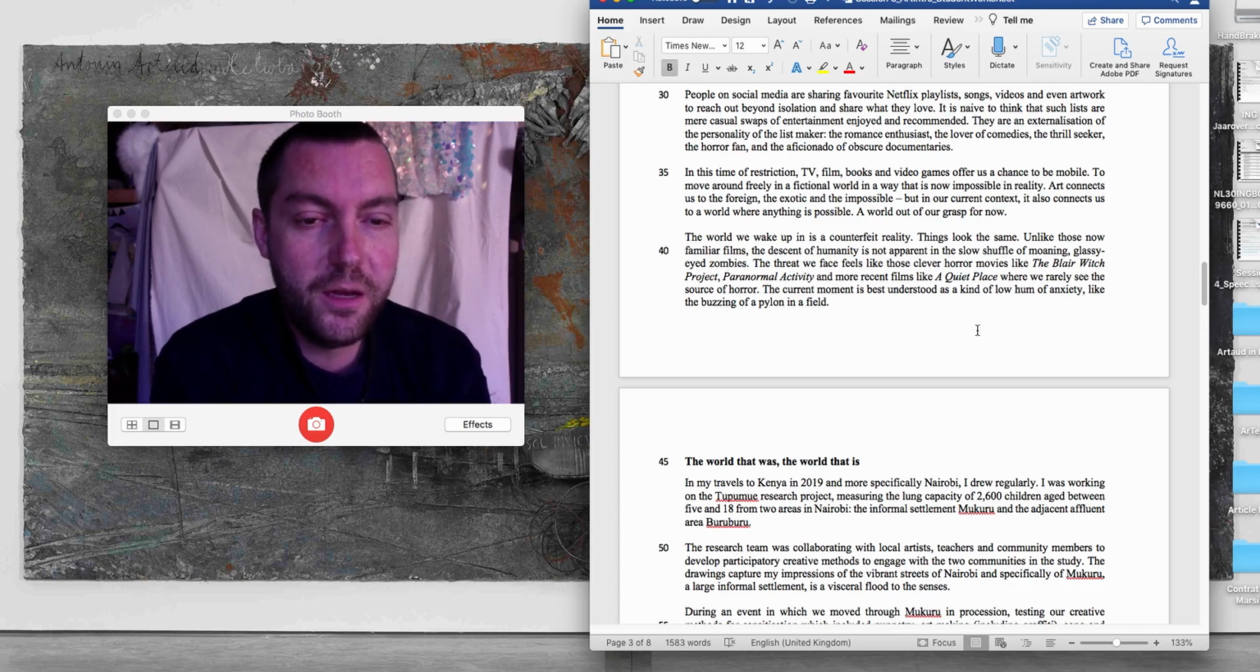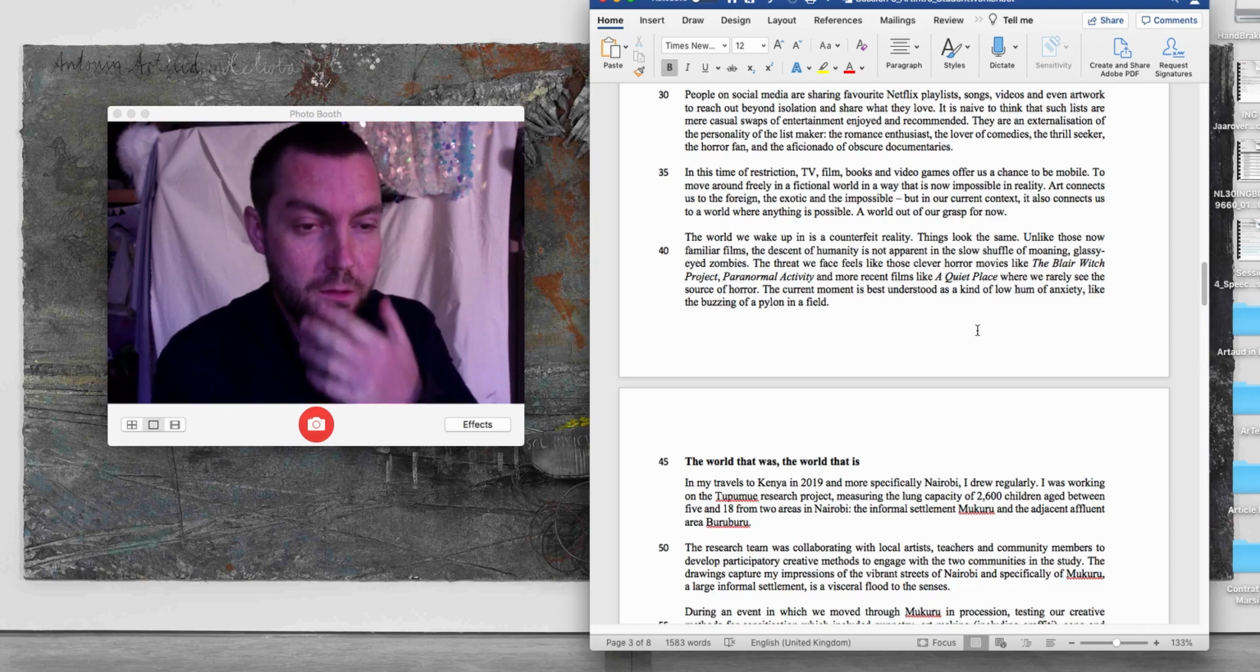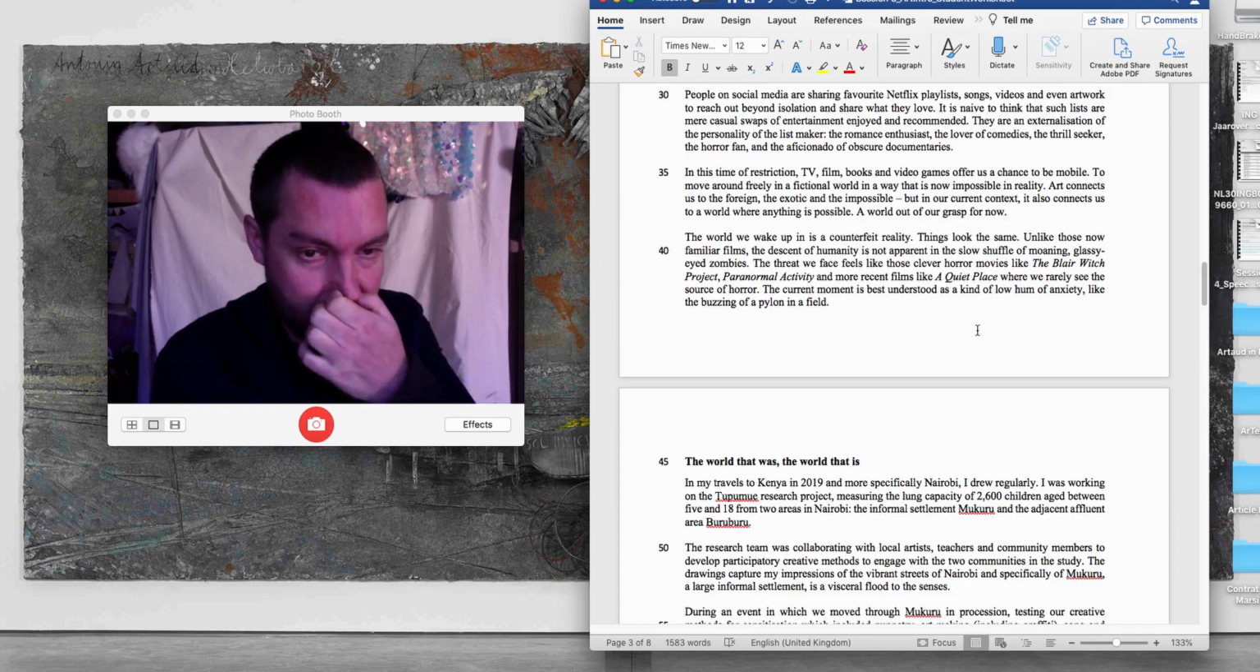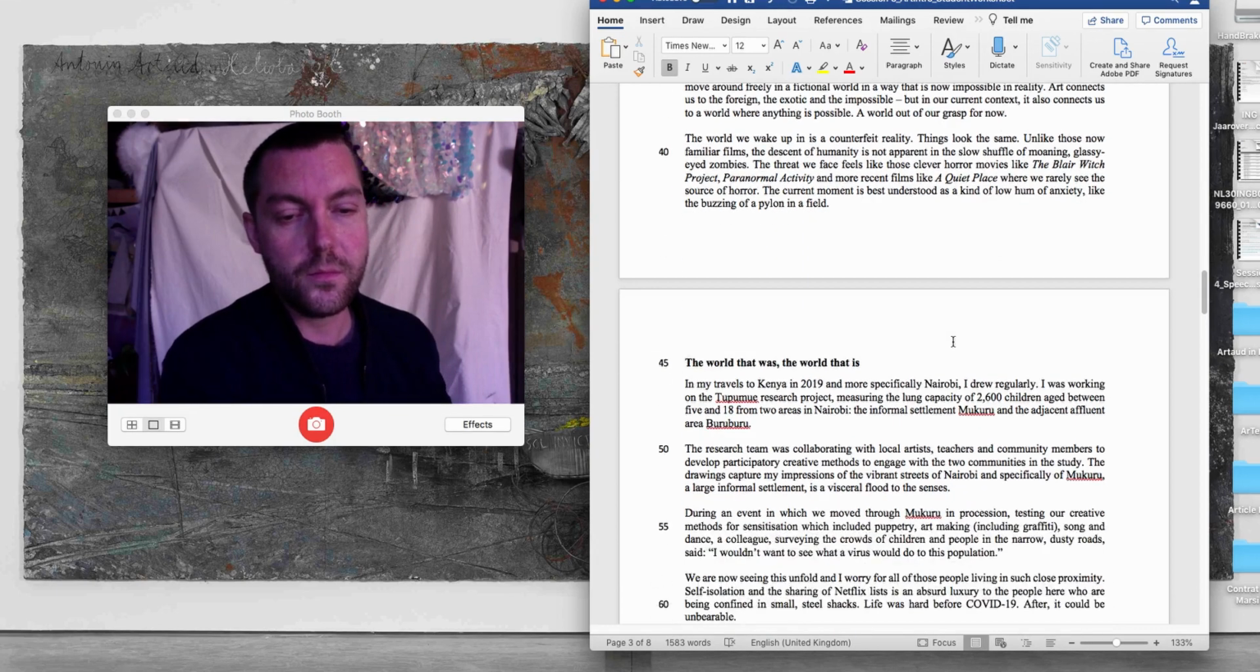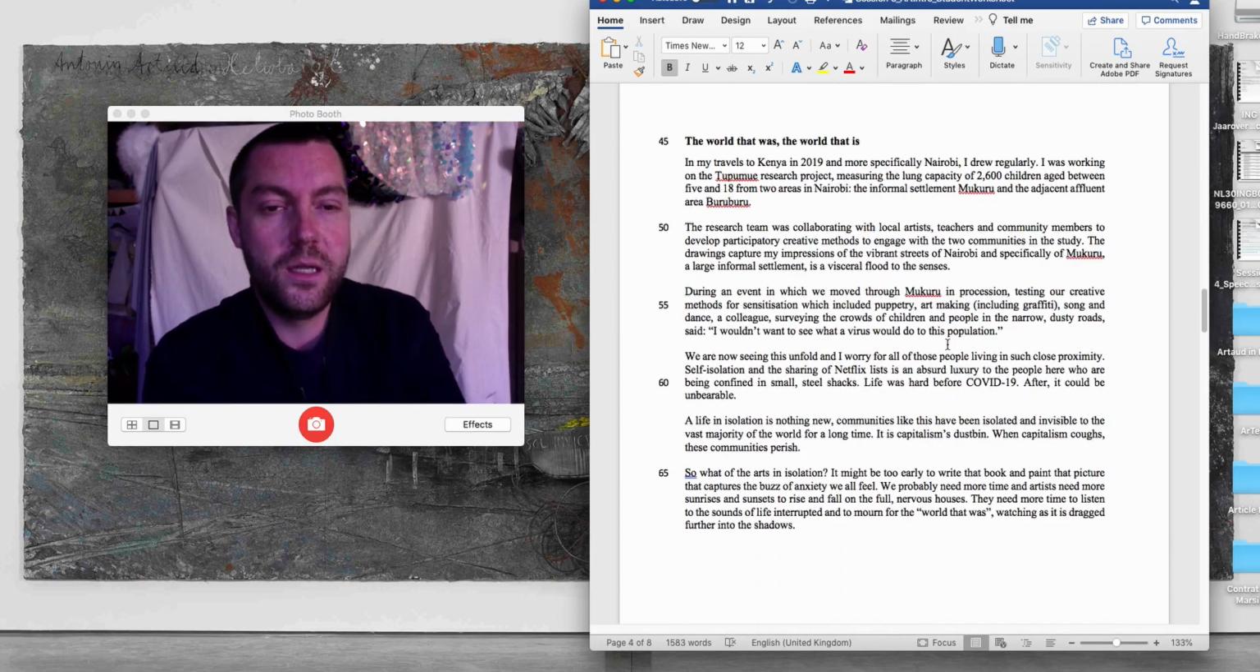Unlike those now familiar films, the descent of humanity is not apparent in the slow shuffle of moaning, glassy-eyed zombies. The threat we face feels like those clever horror films like The Blair Witch Project, Paranormal Activity, and more recent films like A Quiet Place, where we rarely see the source of horror. The current moment is best understood as a kind of low hum of anxiety, like the buzzing of a pylon in a film. What that was, what that is.